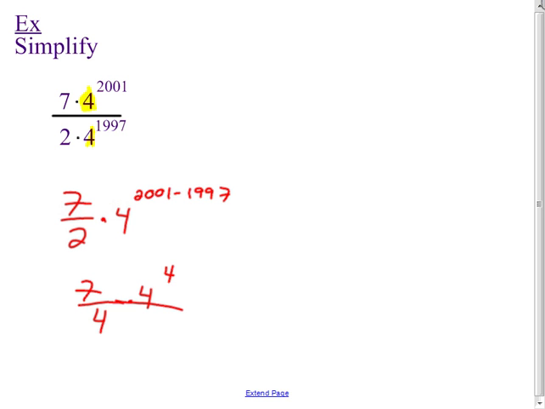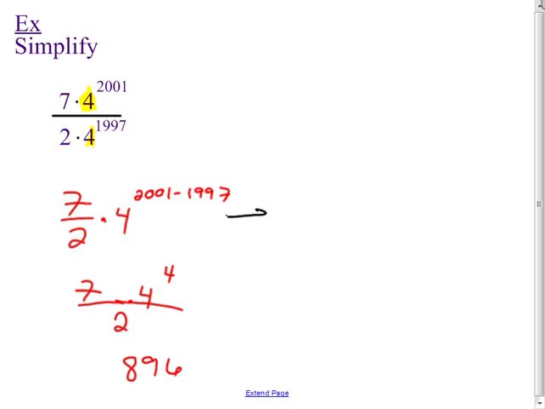So I have to figure out what 4 to the 4th is, multiply it by 7, and I'm dividing it. Oh, I miswrote that, I'm sorry. That should be a 2. So it's 7 times 4 to the 4th over 2. So calculate 4 to the 4th, multiply it by 7, divide it by 2, and you get 896.